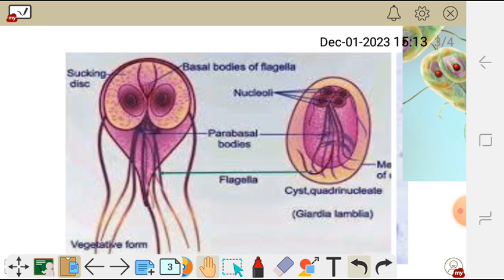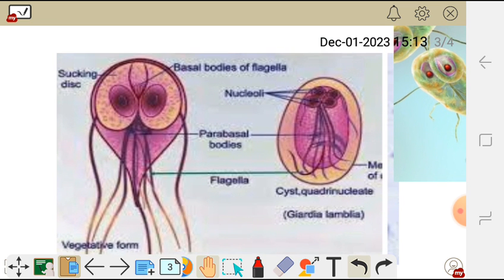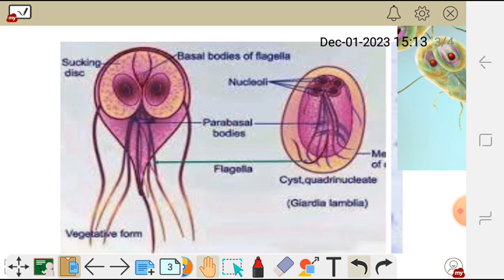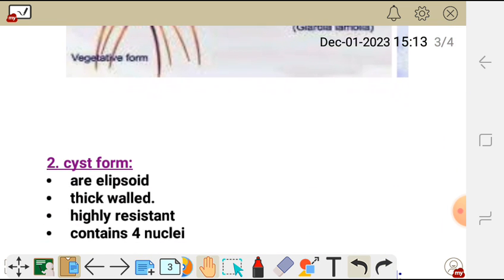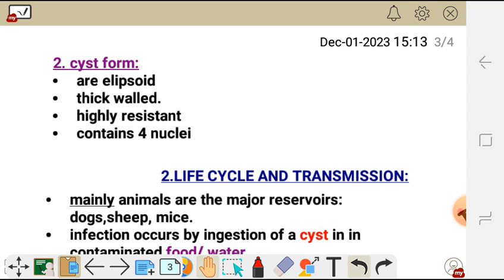So in this diagram here, this is the parasite Giardia Lamblia. It has 2 nuclei, as I've already said. So the trophozoite form has 2 nuclei, as you can see there, and it also has 4 pairs of flagella. This is the first pair. From there, we also have these other pairs of flagella. So that's all about the trophozoite form. Then the other form is the cyst form.